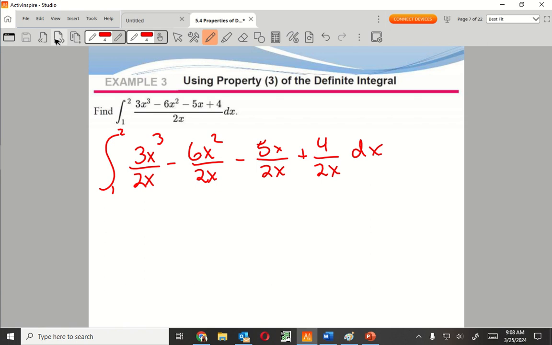All right, what's going to happen to our x's on this first term? You're going to cancel, and I'm left with x squared over 2. So 3x squared over 2 minus 3x, minus 5 over 2 plus 2 over x, and then bring down my dx, my integral from 1 to 2.